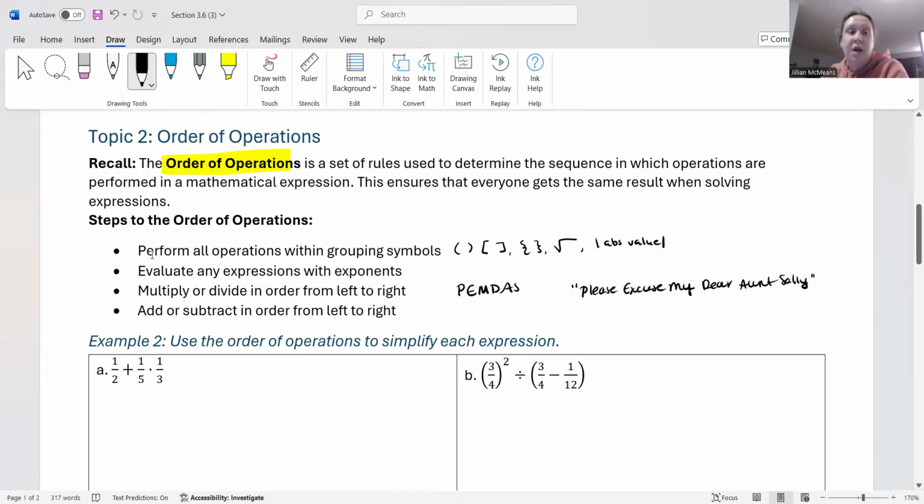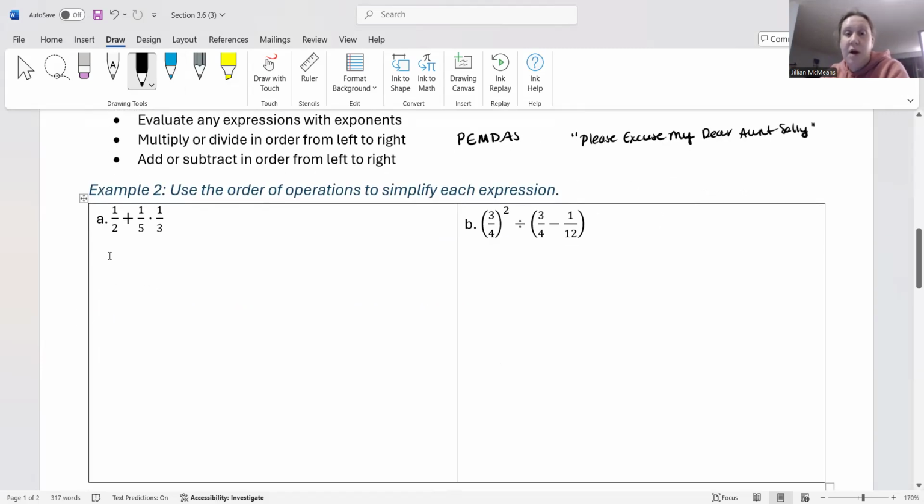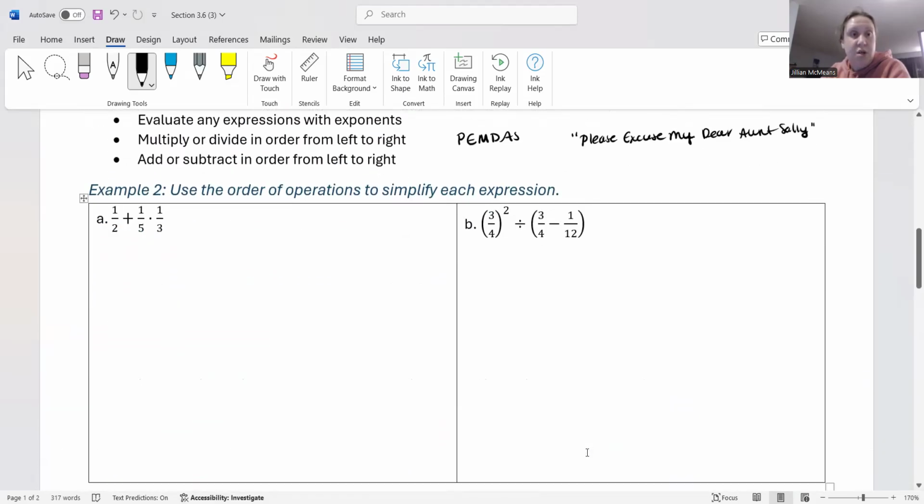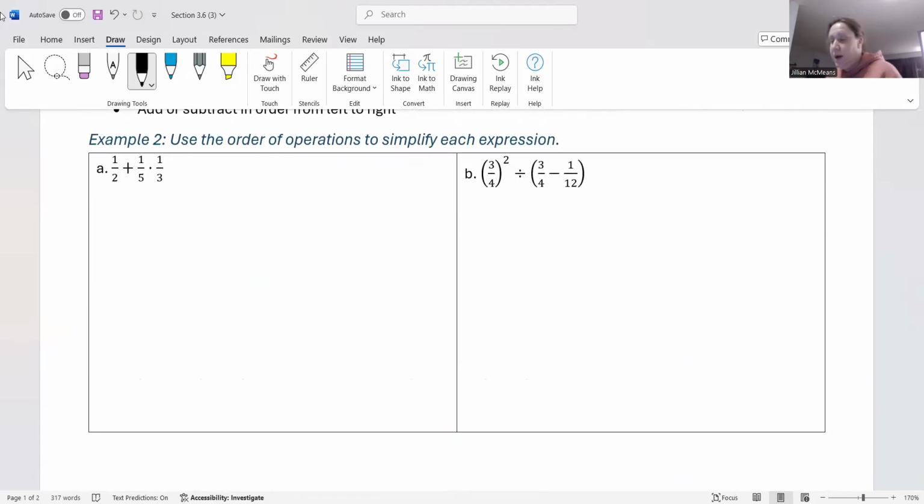So let's practice. For example 2, it says use the order of operations to simplify each expression. Yeah, it's just those two. So let's get to it. Okay, so for part A, we have 1/2 plus 1/5 times 1/3. So when I'm dealing with the order of operations, especially with fractions, because there's going to be some side work, I'll usually keep part of the right-hand side of the problem free for side work. Okay, so I have addition and I have multiplication. We have to do the multiplication first. So let's look at off to the side.